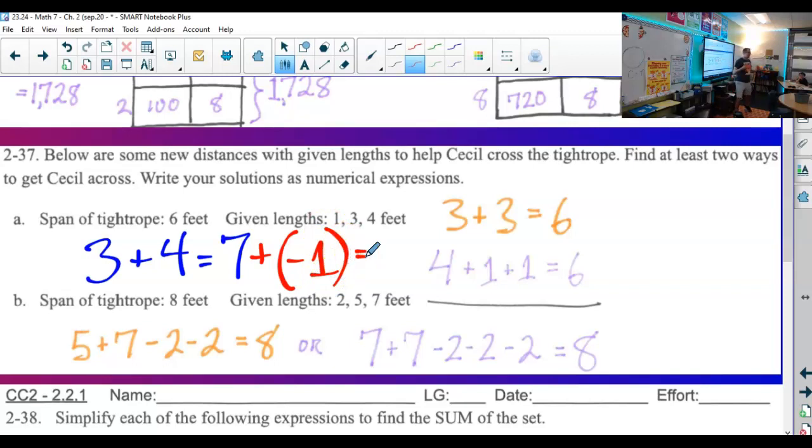So imagine I'm Cecil, which we need to make a new name for Cecil. Here's my tightrope, which actually, if we have time still, I'll show you a video of slacklining. I actually do slackline sometimes. I can't bring it to school. I've asked. It's too dangerous.